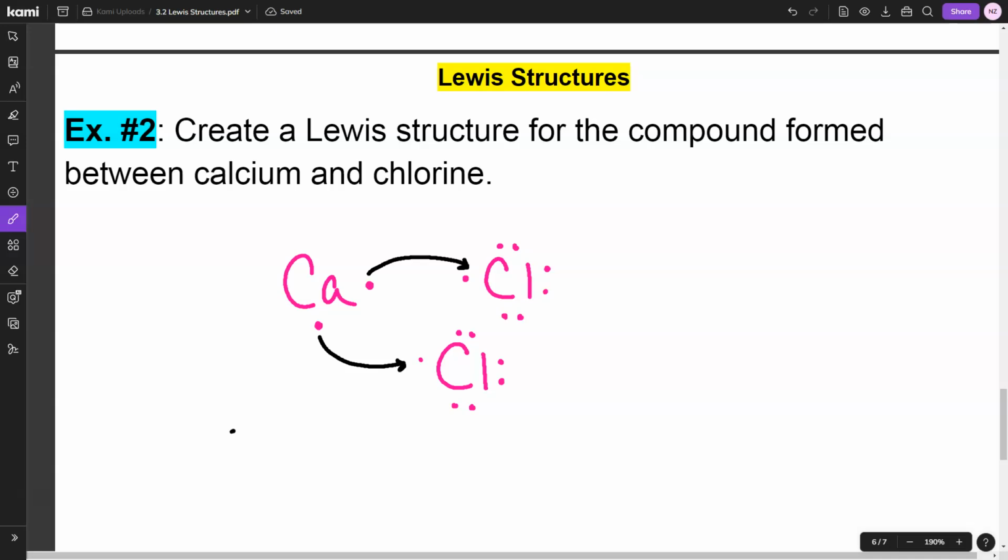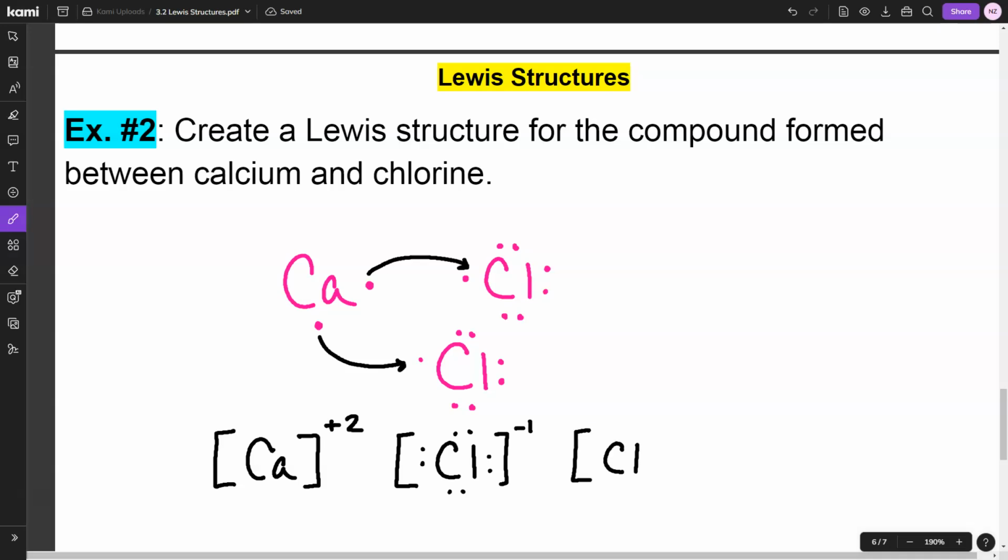So let's write out our ions. So we have calcium. It lost 2 valence electrons, so its charge will be +2. And then we have 2 chlorines. Each chlorine has 7 valence electrons. It gained 1, so each one of those is going to have a -1 charge. Just like that. So if I wrote out our formula, it would be CaCl2.